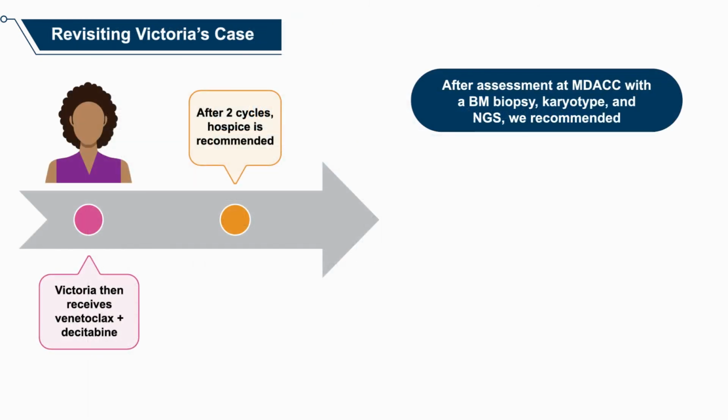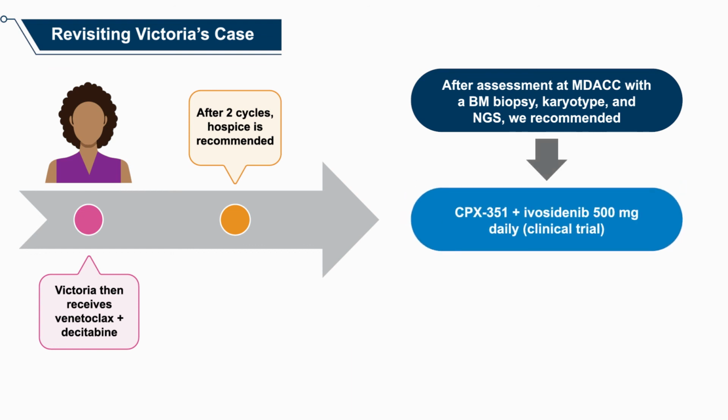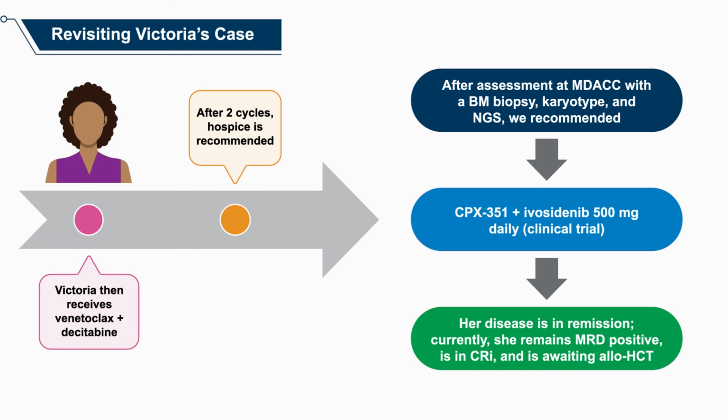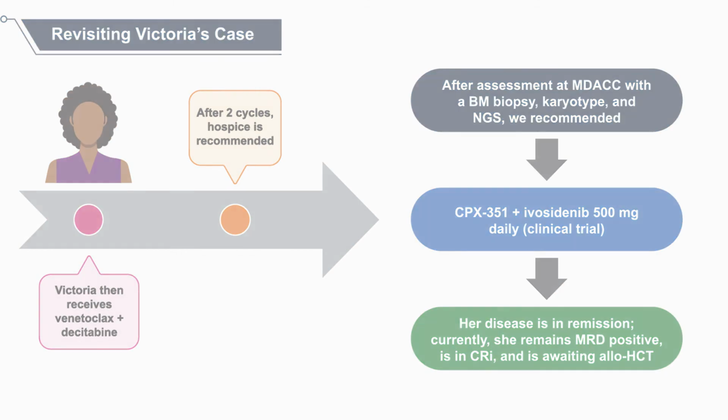So let's go back to our patient. After assessment and a thorough diagnostic workup, it was deemed that she had acute myeloid leukemia with myelodysplasia-related changes. We characterized the morphology, the karyotype, and the mutation profile. So based on these findings, CPX-351 and ivosidenib, which is an IDH1 inhibitor, were offered to her in the setting of a clinical trial. Her disease went into remission. She remains MRD positive and is awaiting allogeneic hematopoietic stem cell transplant at this point.